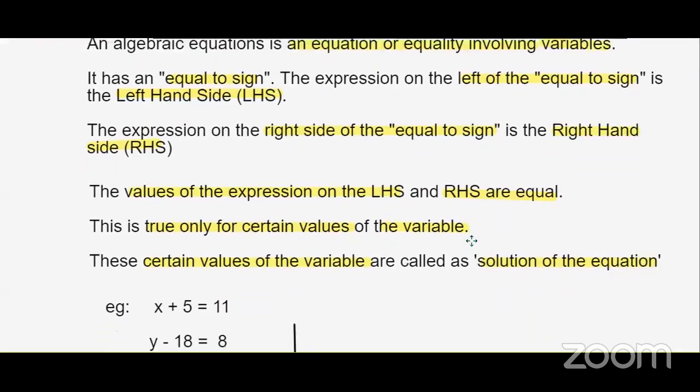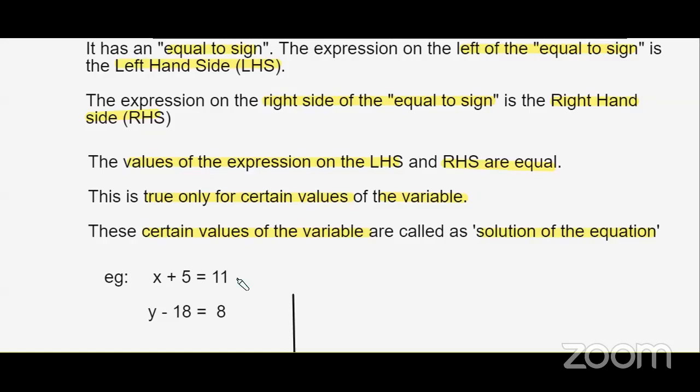Now, as you can see here, x plus 5 is equal to 11. Which value of x will satisfy this equation? Let's write it as a fill up: dash plus 5 should be equal to 11. There's only one number that will fit here, and that is 6. Correct? Every other number will not satisfy this equation. So the value of x, 6, is called the solution of the equation.